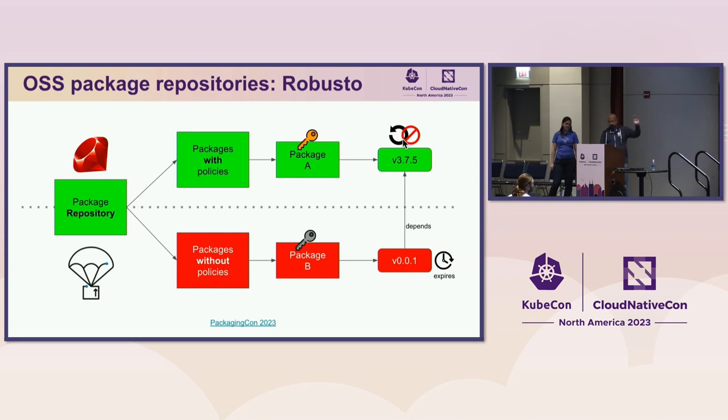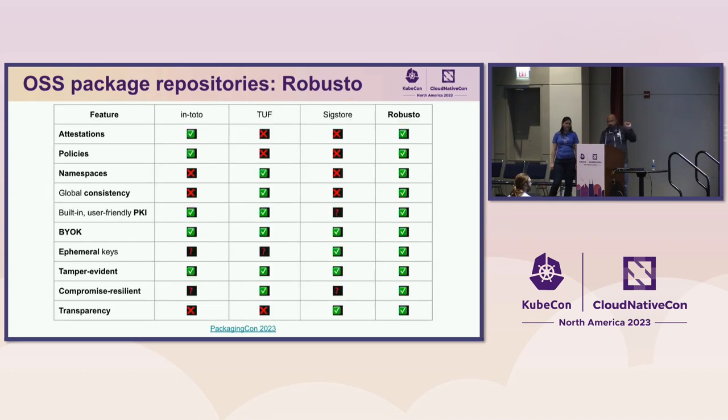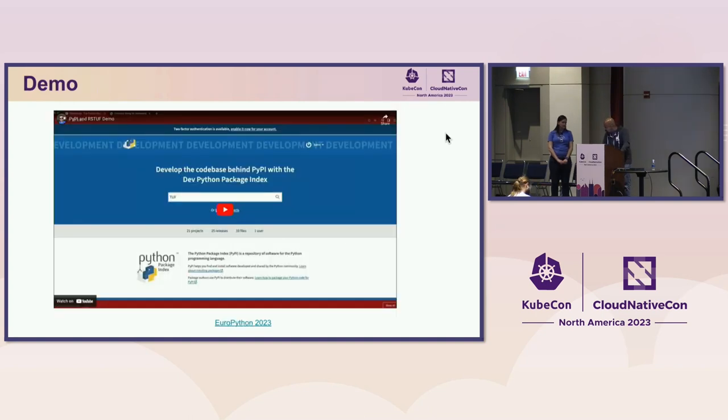So again, no time to go into details, but note something interesting here. Through a union, each supply chain security technology is good at some things, but not everything. But if you put them together, you get this very strong property that your users might be looking for. So you can come talk to us after the talk about it. Anyway, let's go into a quick demo.